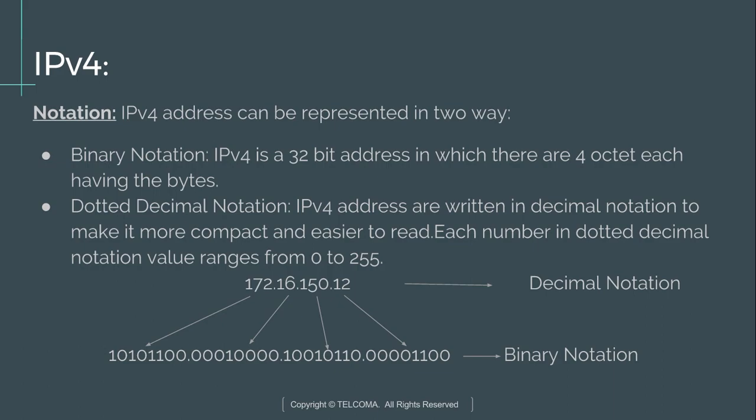The next is dotted decimal notation. IPv4 addresses are written in decimal notation to make them more compact and easy to read. So the dotted notation is 172.16.150.12. This is the decimal notation of the IPv4 address, and each number's range lies between 0 and 255.